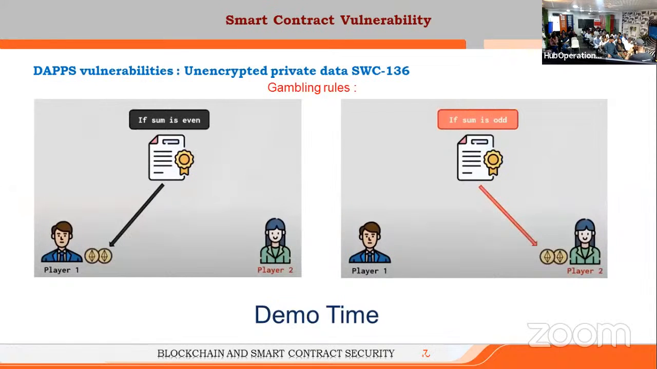Here in the code, there is a function. For example, if player one bets on number 5, player two should bet on number 6, because 5 plus 6 equals 11. That means it's an odd number, so player two will win. Player two knows that player one bet on number 5. I will show you this in a demo now.